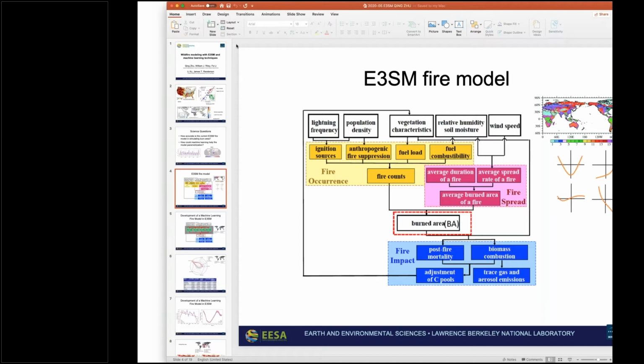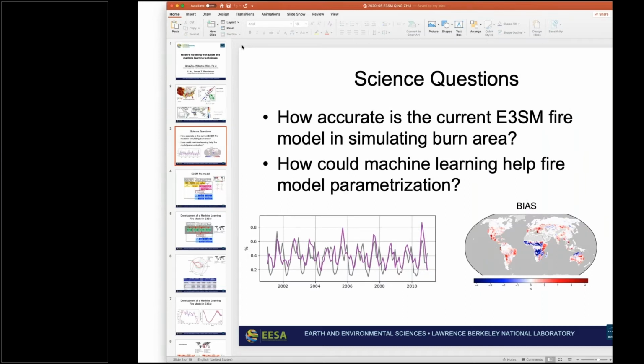So we can generate different nonlinear response shapes of the function by changing those controlling parameters, and then run through the model, run a large number of ensembles, and compare with the observed burn area, so that we know what the best parameter sets will be for the E3SM land model. That's the logic of this process-based model tuning.